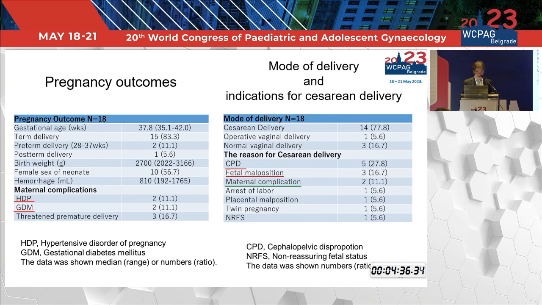And shown is the pregnancy outcome and mode of delivery. Complications during pregnancy include hypertension and gestational diabetes. In terms of mode of delivery, the rate of cesarean section was high, and cephalopelvic disproportion and maternal complications were the most common reasons for this. It was suggested that management of complications before pregnancy is important.